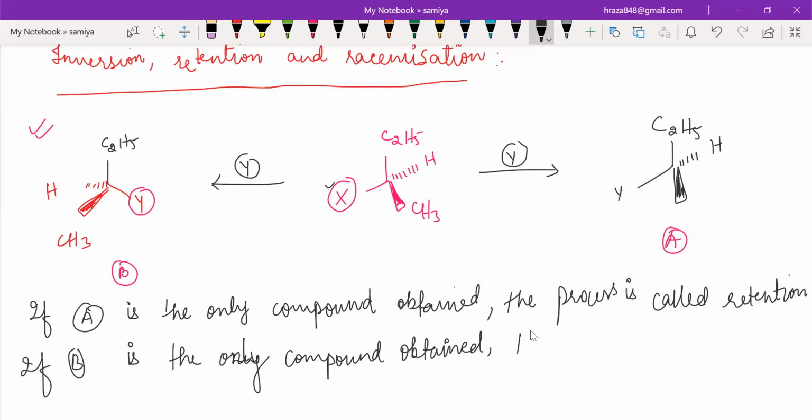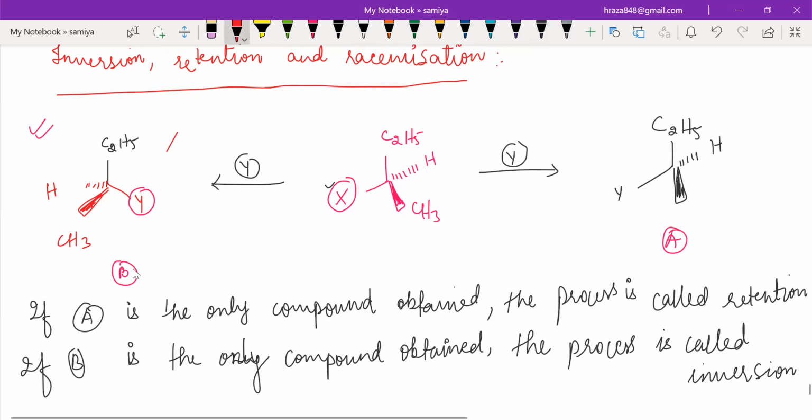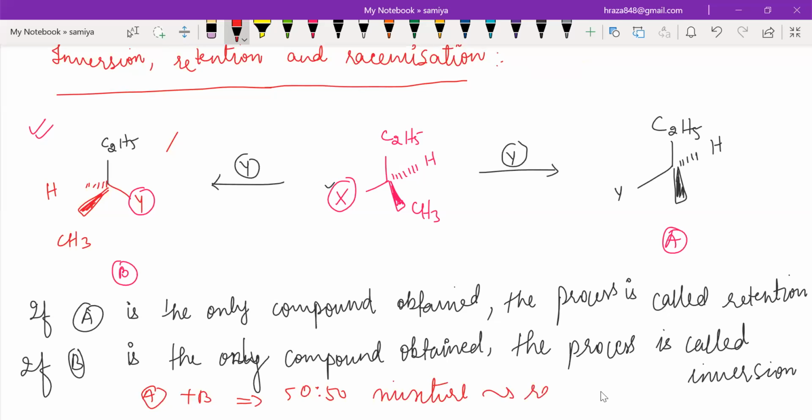the process is called inversion, opposite, inverse. And if you are going to mix this A and B, A plus B in 50 is to 50 ratio, the mixture is called racemic mixture, and the process is called racemization.